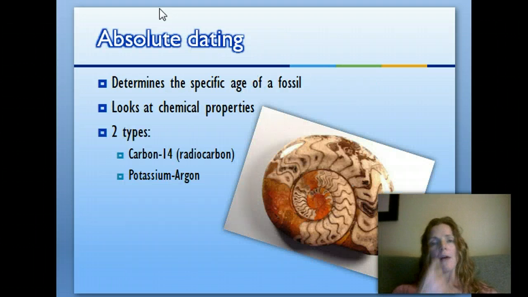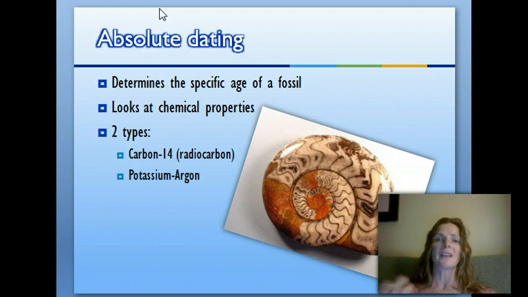Okay? Now, absolute dating. So the term says it, basically we're trying to find an exact age for some of these fossils. So it determines the specific age of a fossil and looks at chemical properties of these fossils. There are two types, and we're not going to go into the second one, but carbon-14 I'll talk a little bit about, also known as radiocarbon. So you might hear either one. Potassium-argon is another way to determine the age of a fossil as well, but we're not going to talk about that one as much.